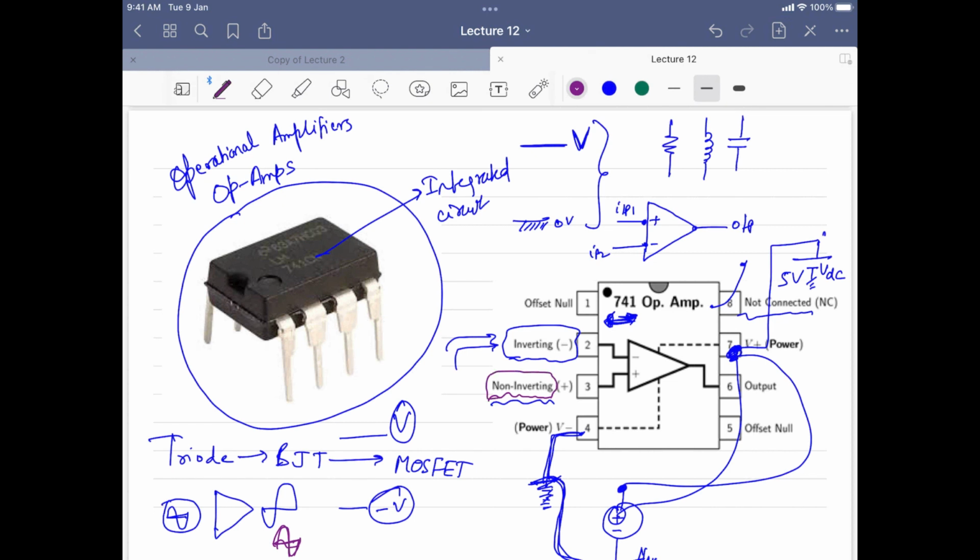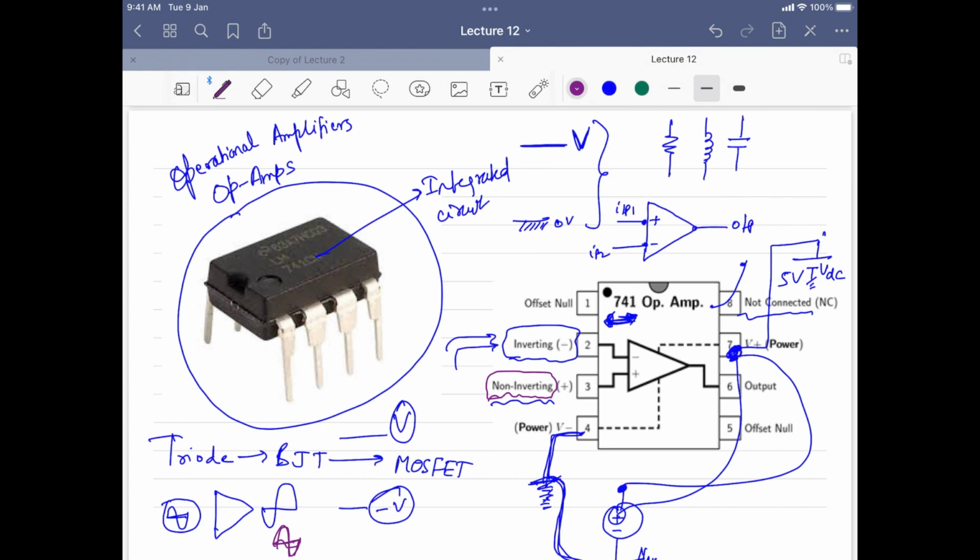Sir, if we are giving any signal to the non-inverting pin, then inside the box the same signal will go. Can you repeat again? Your voice was breaking. Is it clear? Like the NPN and PNP transistor difference? No, no, do not take that into account here. That is a different thing.